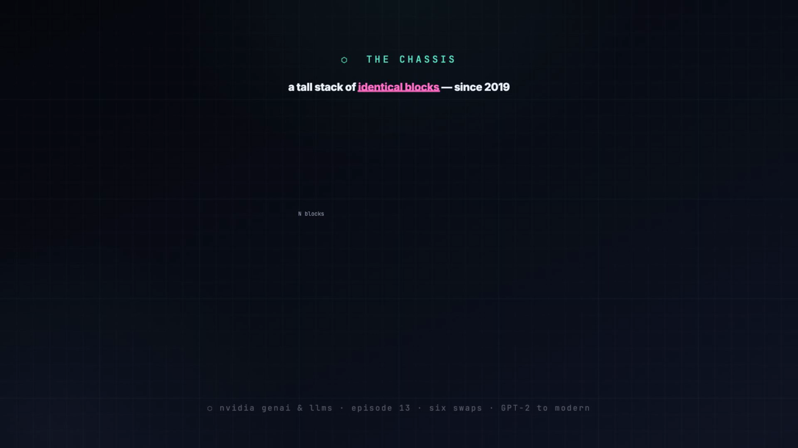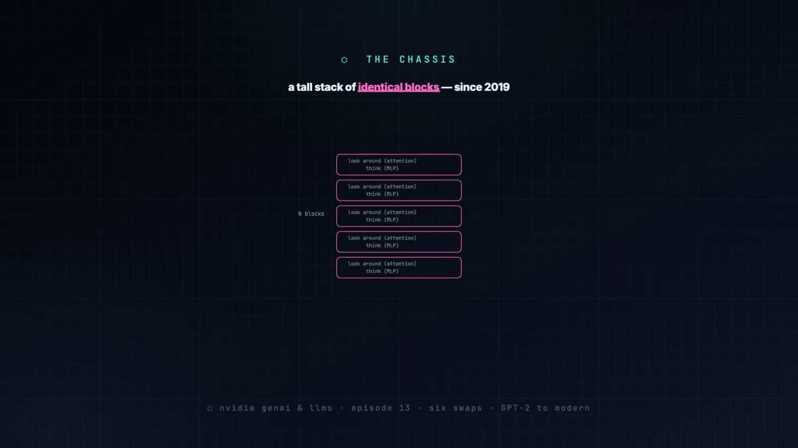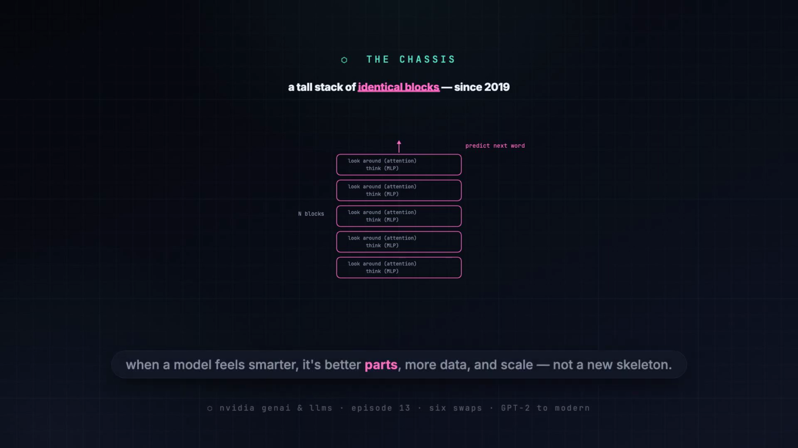Start with the chassis. GPT-2 is a tall stack of identical blocks. Each block does two things: look around with attention, then think with a tiny neural net. Stack it deep, predict the next word. That design never changed. So when a model feels smarter, it is almost never a new skeleton. It is better parts, more data, and a lot more scale.